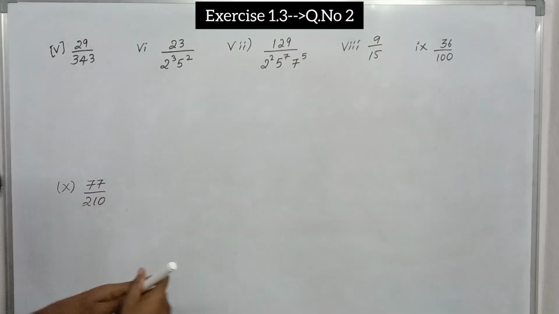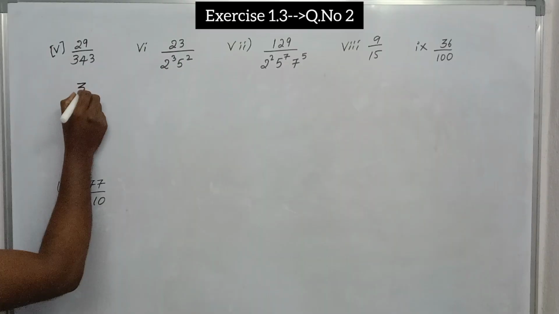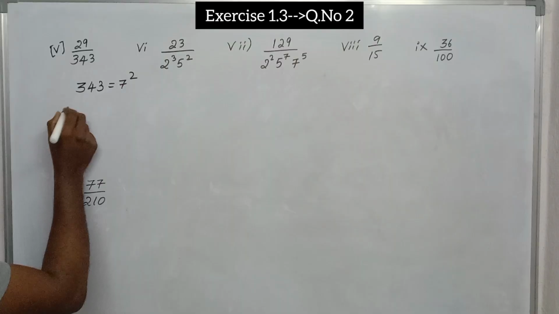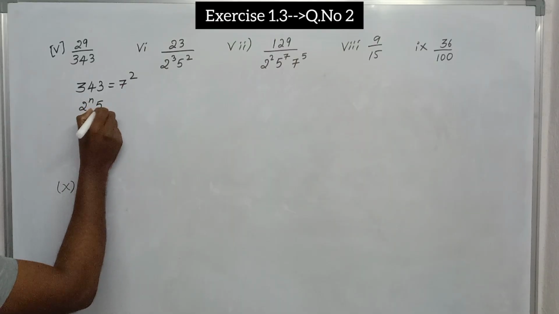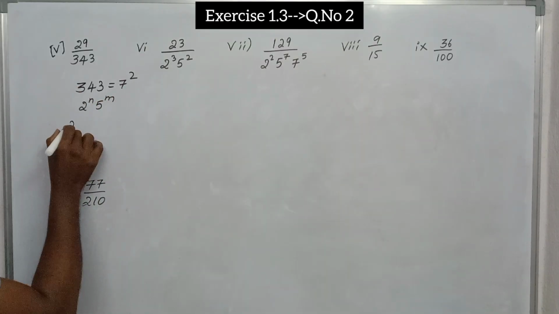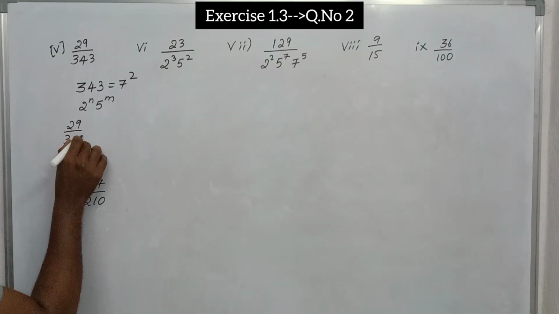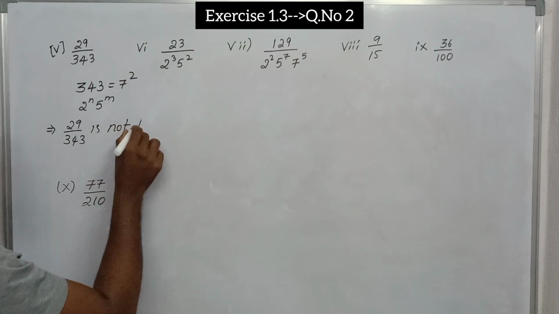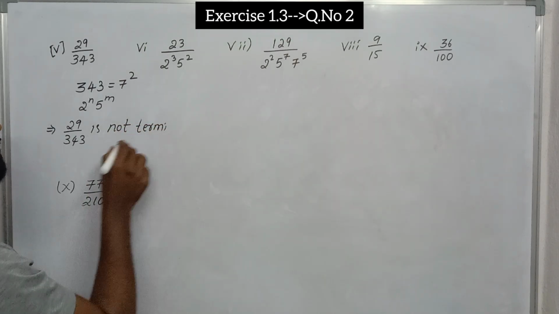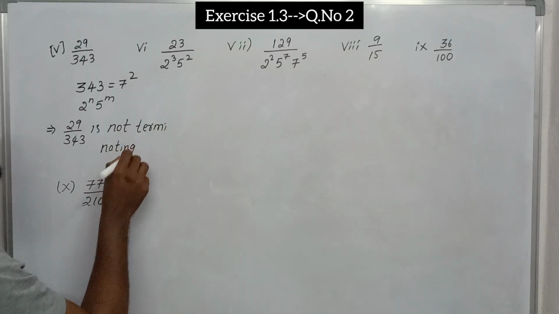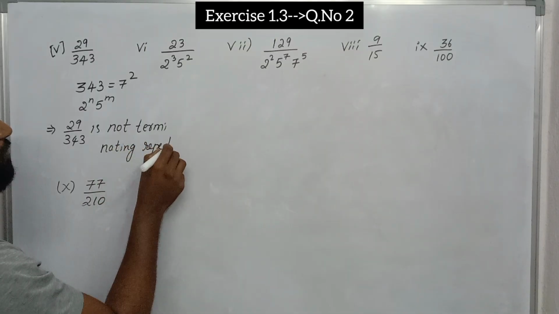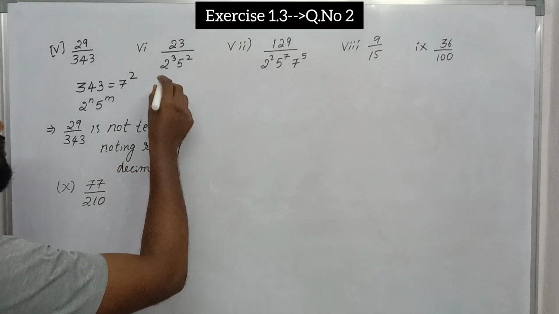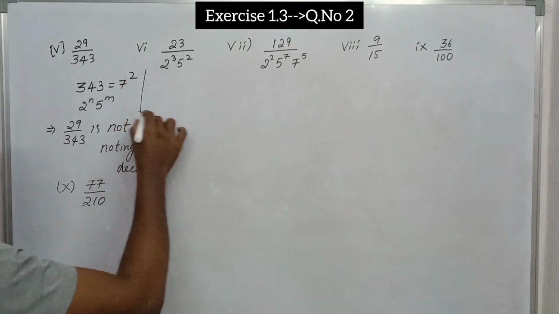Now see the fifth question. Here the denominator is 343. 343 is nothing but 7 cube. So it is not in the form of 2 power n into 5 power m. So 29 by 343 is a non-terminating repeating decimal.